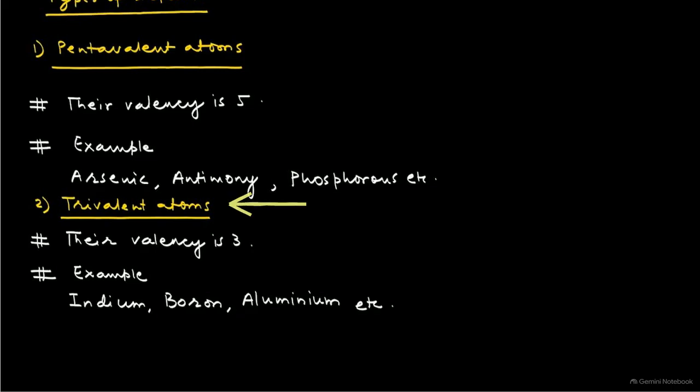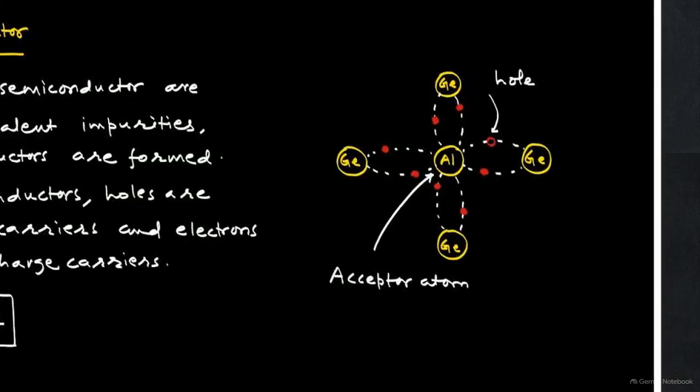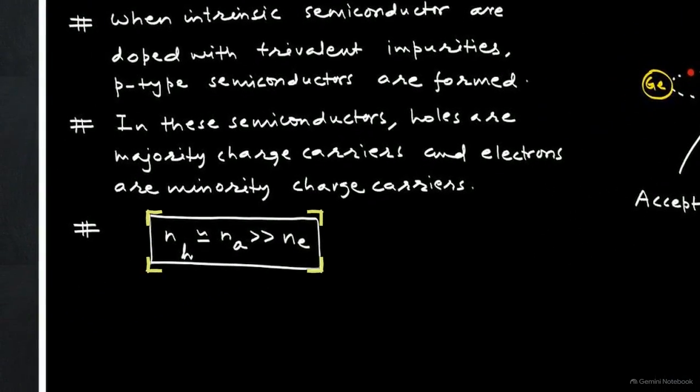The second approach flips the math. We use trivalent atoms, which only have 3 valence electrons. Examples include indium, boron, and aluminum. Look at the lattice now. When an aluminum atom takes the place of a germanium atom, it doesn't have enough electrons to complete all 4 bonds. It leaves an empty space, a positive hole, right from the start. We call these trivalent impurities acceptor atoms. By adding them, holes become our overwhelming majority charge carriers, creating a p-type semiconductor.